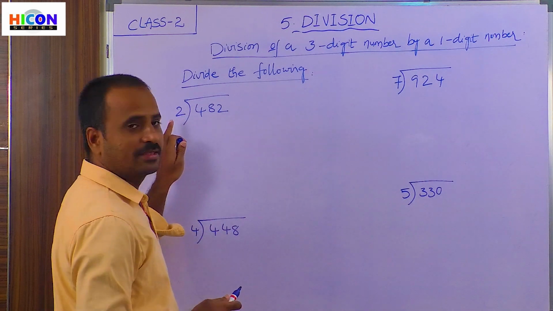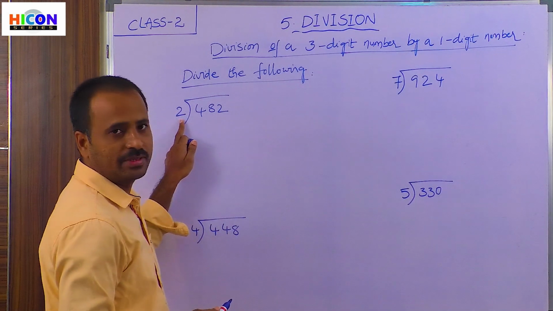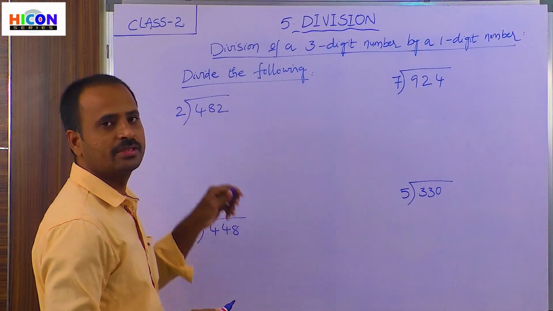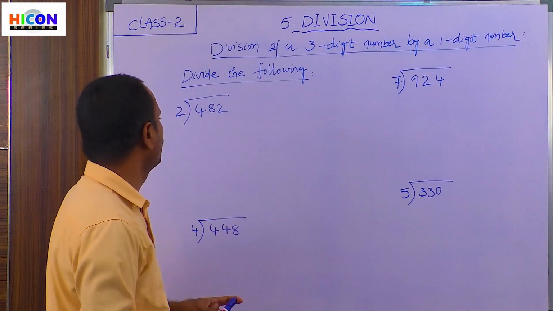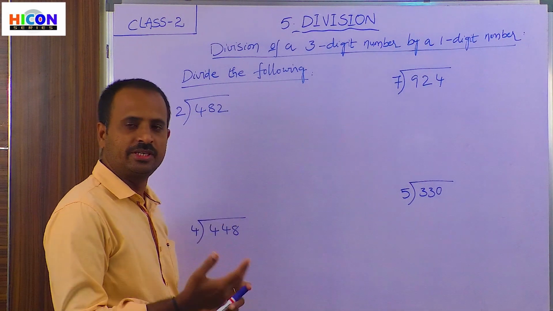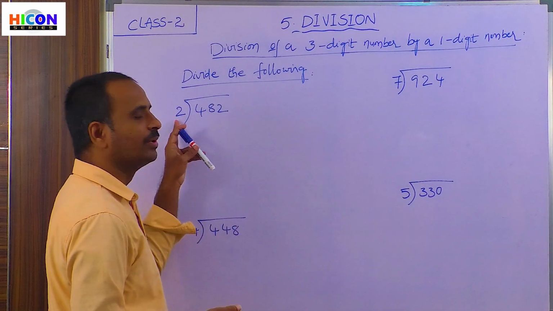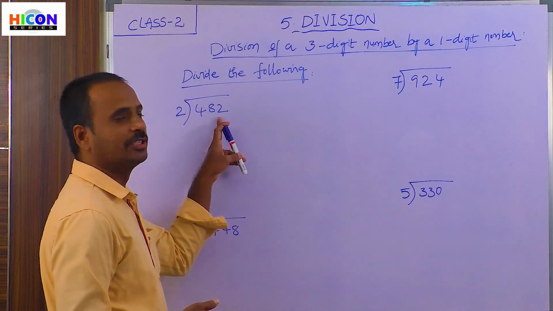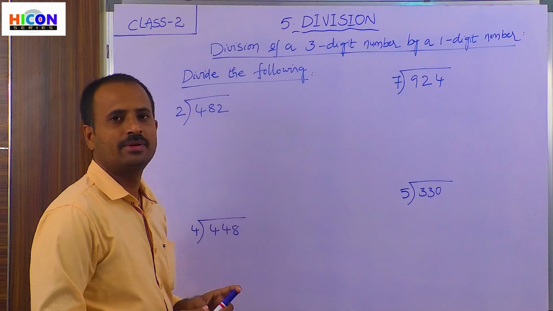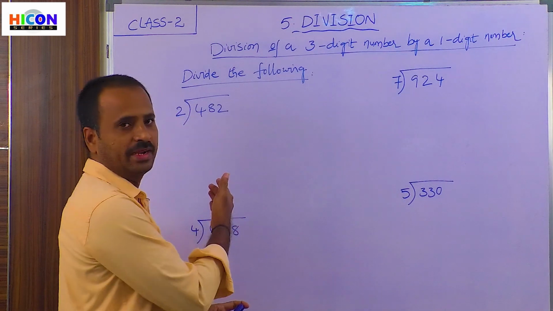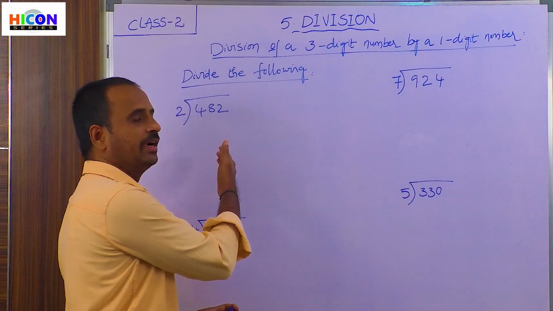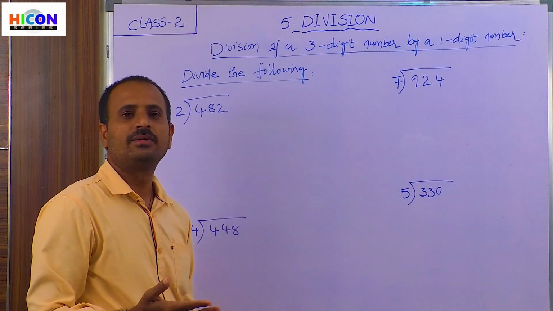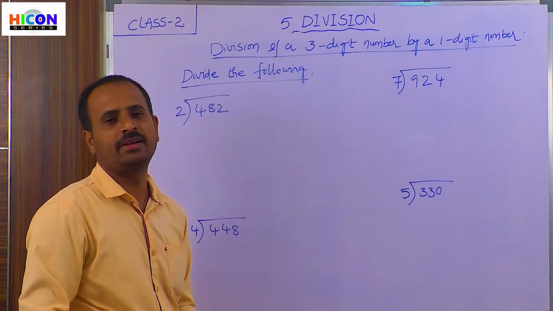So here what is the divisor? So 2 is the divisor. And what is the dividend here? So 482 is the dividend. So here 482 is a 3-digit number and the divisor 2 is a 1-digit number. That is, we have to divide a 3-digit number by a 1-digit number. So let us see how to do the division. So if the dividend has more than 2 digits, then we have to do division by taking each digit separately.